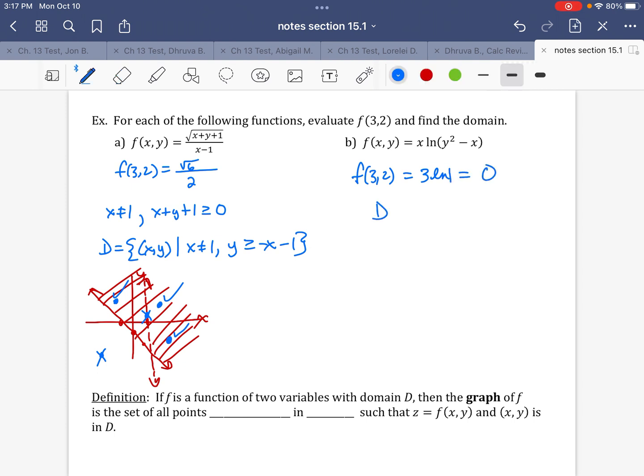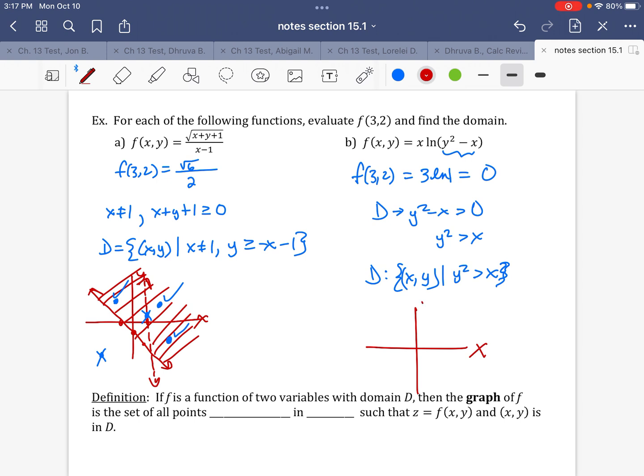All right, my domain, I would say to you that this part right here, y squared minus x, has to be greater than 0. You can't do log of 0, and you can't do log of a negative. Okay? So maybe we'd like to make this y squared has to be greater than x. So if I was going to do my domain, I would say give me an x and a y value such that y squared is always greater than x. So if we want to draw that little area, okay, x equals y squared is a parabola on its side, so I'm going to do a dotted one because it's not equal to here.